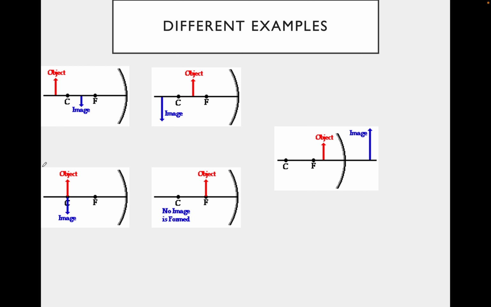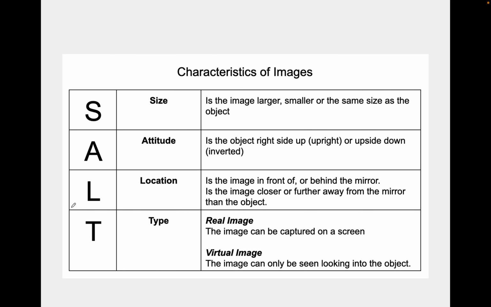So this final one would be when it's on the C, the center point. The image will be exactly the same, but just in the opposite direction. You will have to be able to describe them. You have to know: is it larger or smaller? Is it the same side up or is it upside down? Where is the image going to be, closer or further away? And whether it's real or virtual.